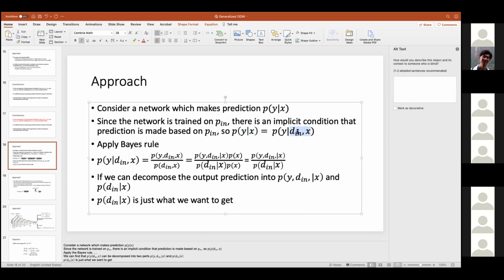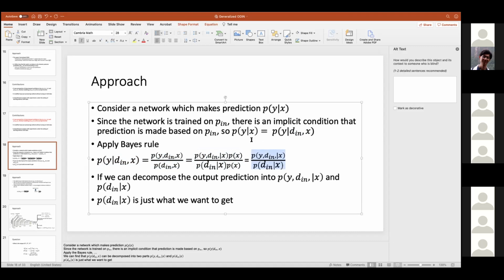Okay, keep going on. So the base comes, right? Then we apply the base rule. For the first equation, we just directly apply base rule. And the second equation, we apply chain rule. And we observe that px appears in both numerator and denominator, so we can cancel it out. Then we can write it like this.